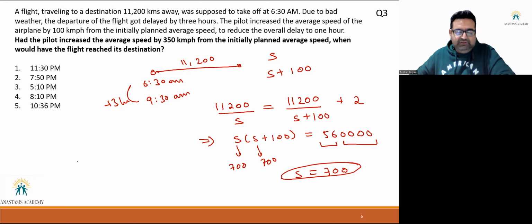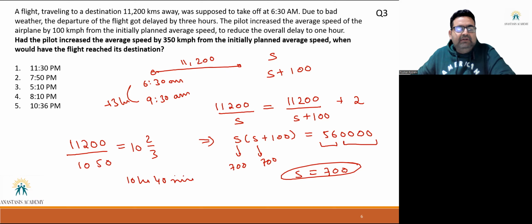So 700 was the original speed. They're basically asking you to calculate this: 11,200 divided by 700 plus 350. This is nothing but 1050. If you calculate, this comes out to be 10 and two-third, right? Which is nothing but 10 hours. Two-third of an hour is 40 minutes. So my flight now becomes 10 hours 40 minutes.